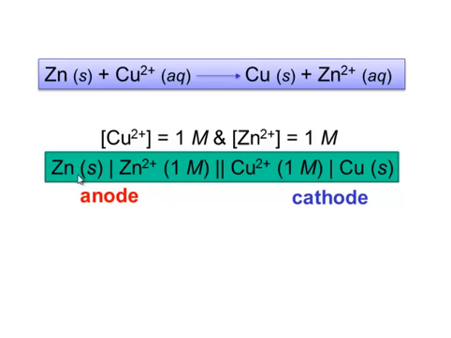The cell can be represented as zinc stroke zinc ions. Say the concentration of zinc ions is 1 mole per liter. So then that is represented in the brackets or parentheses out here. There is a salt bridge out here which is indicated by 2 vertical lines. The copper ion solution is represented out here.